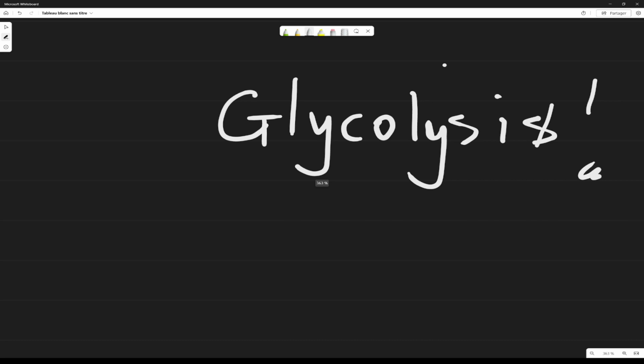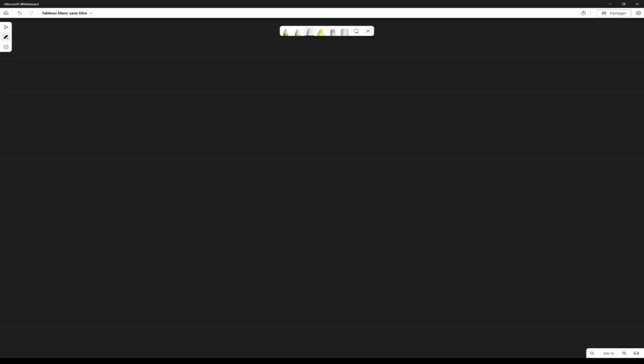So let's have a look at what's happening for glycolysis. Now, I'm just going to be providing the simple information that persons for CAPE Biology Unit 2 may need. So we start off with glucose. We know that glycolysis speaks to breaking glucose.